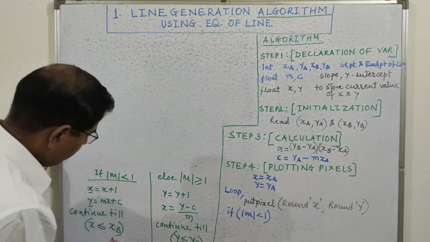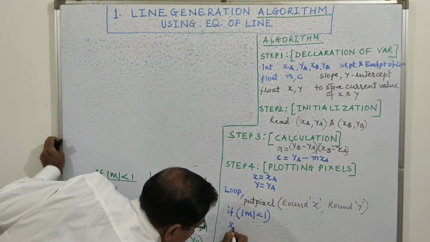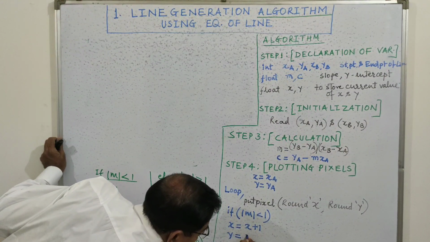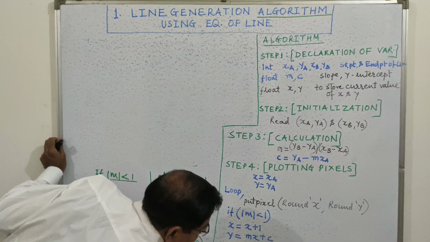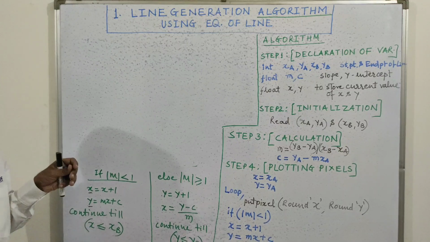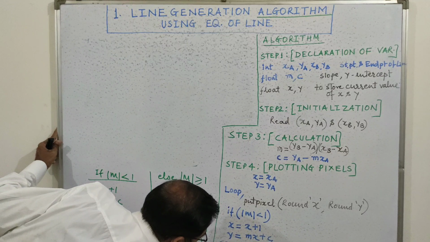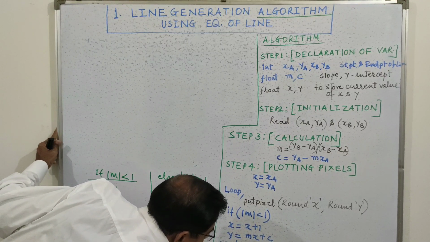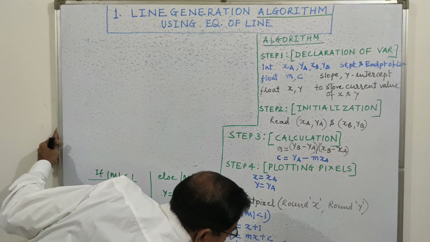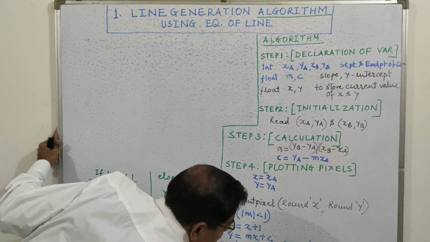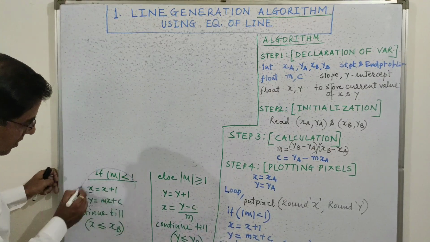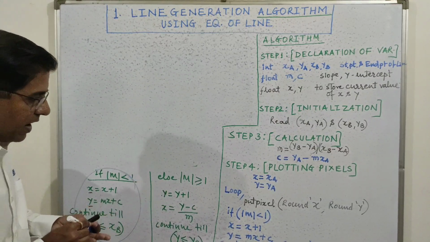So if m is less than 1, then x is calculated as x is equal to x plus 1 and y equal to mx plus c, and this will continue till the value of x is less than or equal to xb. So continue loop till x is less than or equal to xb. So this is the if part. Now what about the else part?